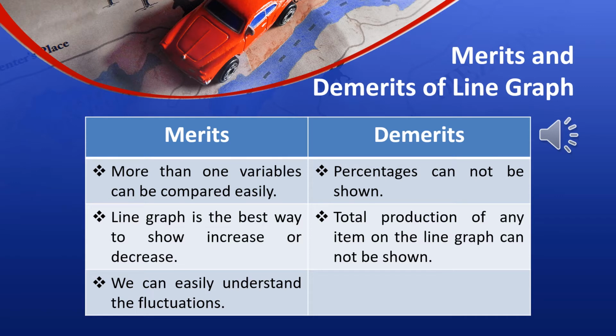Merits: more than one variable can be compared easily. Line graph is the best way to show increase or decrease. We can easily understand the fluctuation. Demerits: percentages cannot be shown. Total production of any item cannot be shown on the line graph.